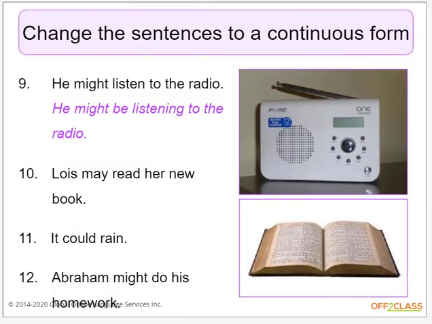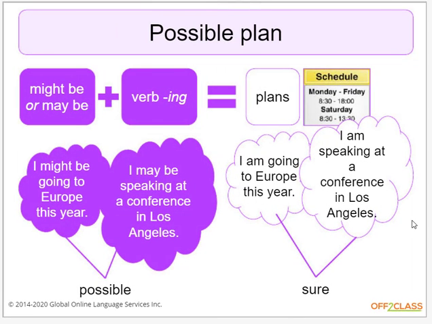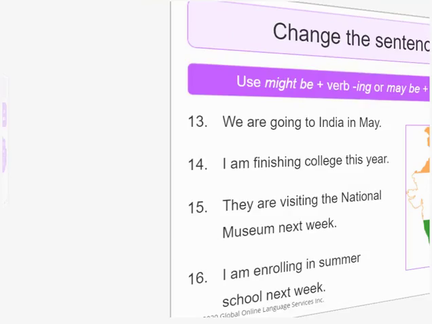Let's do some more exercises. So here's another exercise: possible plans. So might be or may be plus present continuous, verb plus ing, equals plans, right? I might be going to Europe this year. It's possible. I may be speaking at a conference in Los Angeles. It's possible. I am going to Europe this year. Sure, 100%. I am speaking at a conference in Los Angeles. Sure, it means it's 100% guaranteed. Possible means I might be, I may be, right? I am is 100% happening. It's confident. It's definitely going to happen. Okay?